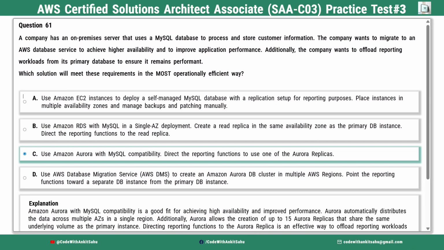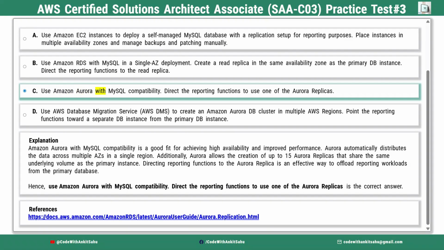Correct answer: Option C. Use Amazon Aurora with MySQL compatibility. Direct the reporting functions to use one of the Aurora replicas. Explanation: Amazon Aurora with MySQL compatibility is a good fit for achieving high availability and improved performance. Aurora automatically distributes the data across multiple AZs in a single Region. Additionally, Aurora allows the creation of up to 15 Aurora replicas that share the same underlying volume as the primary instance. Directing reporting functions to the Aurora replica is an effective way to offload reporting workloads from the primary database.